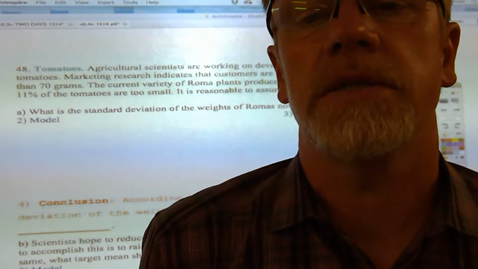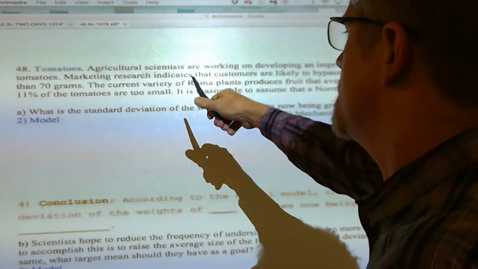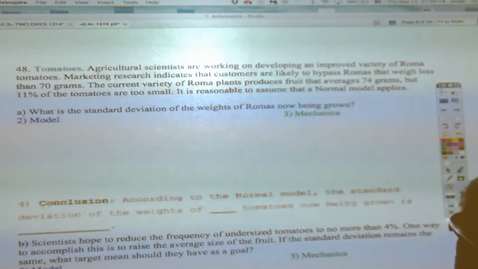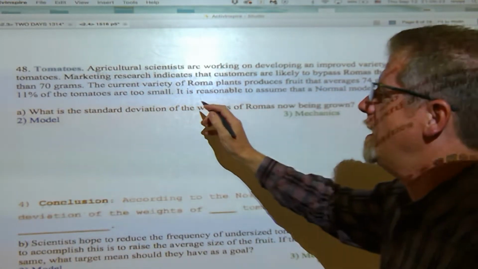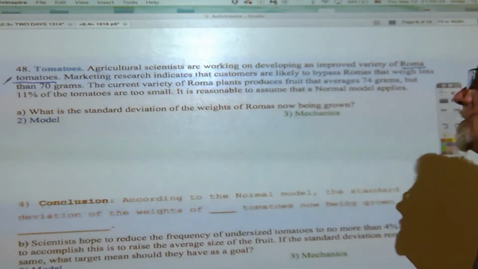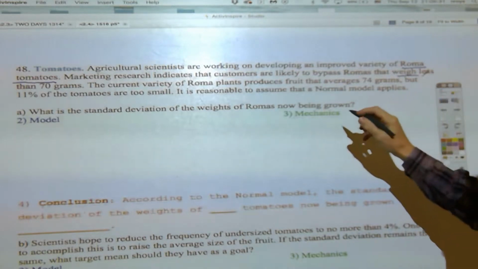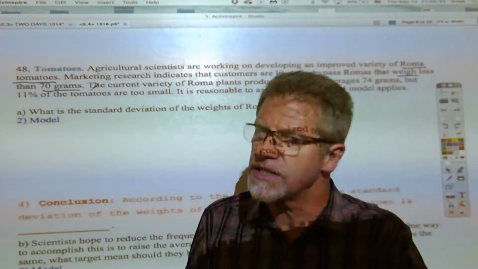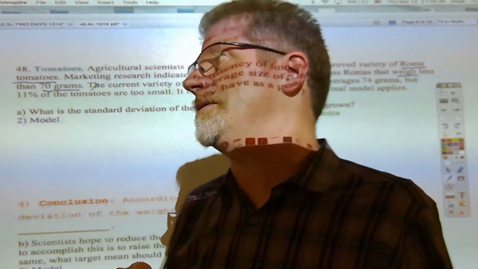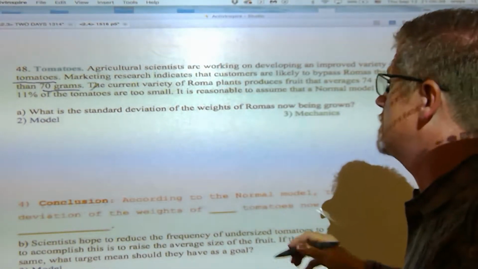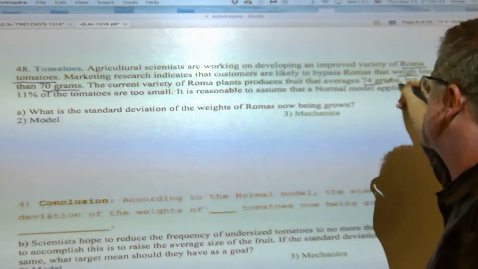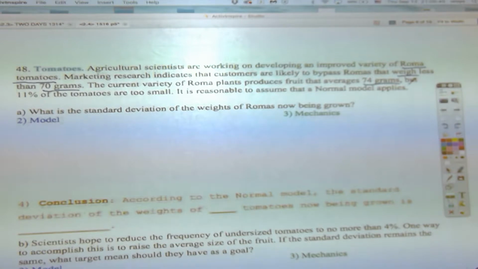Agricultural scientists are working on developing an improved variety of Roma tomatoes. Marketing research indicates that customers are likely to bypass Romas that weigh less than 70 grams. So that's the standard. These tomatoes have got to weigh at least 70 grams. Now, the current variety of Roma plants produces fruit that averages 74 grams, but 11% of the tomatoes are too small. It is reasonable to assume that a normal model applies.